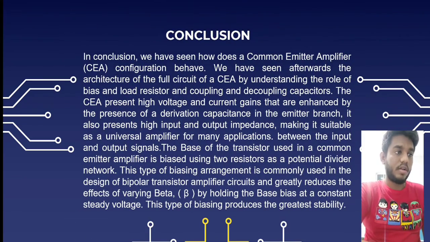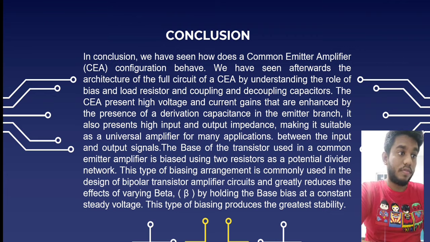In a nutshell, we have seen how a common emitter amplifier configuration behaves. We have seen afterwards the architecture of the full circuit of the CEA by understanding the role of bias and load resistors and coupling and decoupling capacitors.